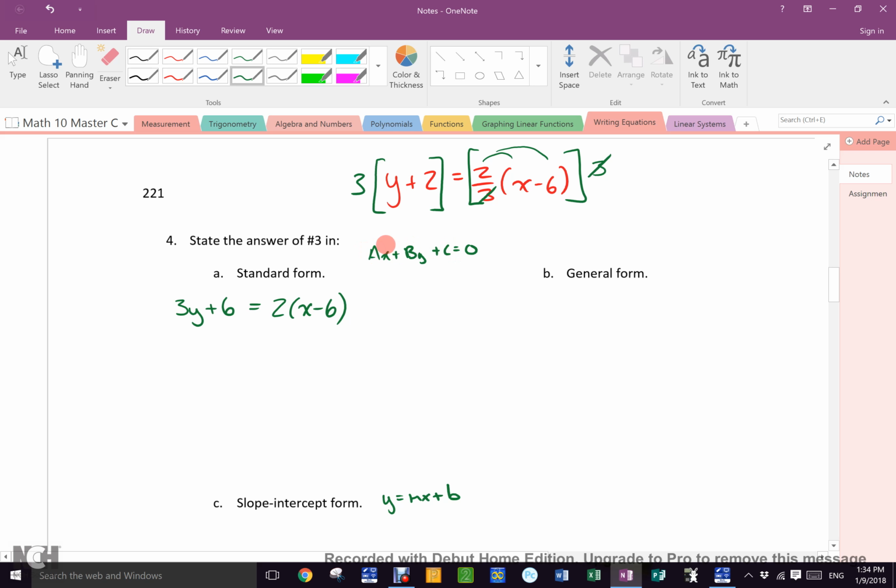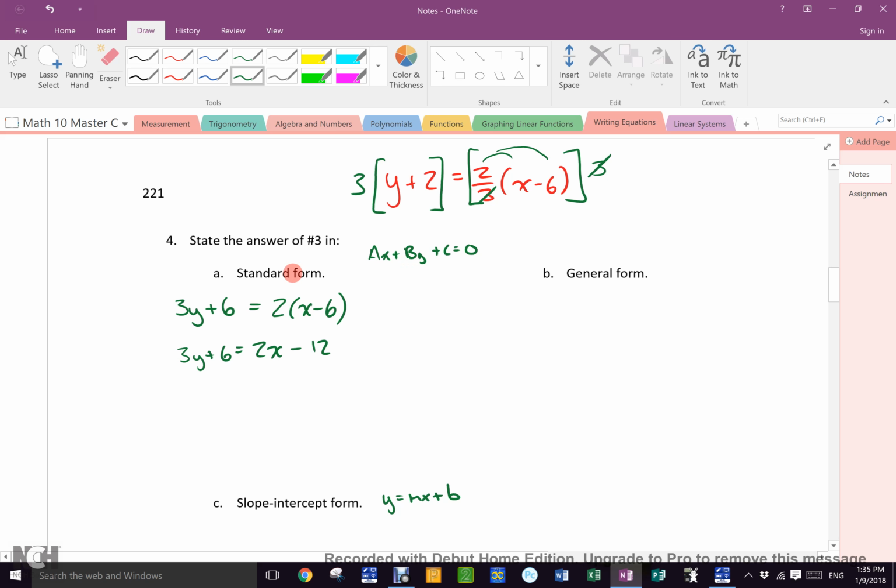What's the only thing that's in the way? Those brackets. But we know how to deal with them. What do we do? Now what? 12. Now I'm super close to this, aren't I?